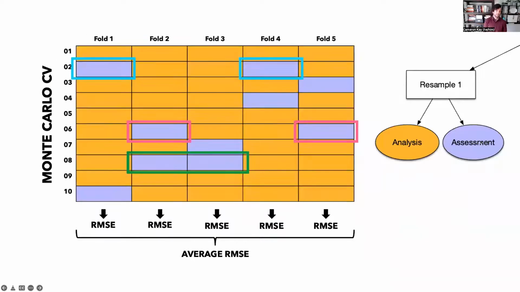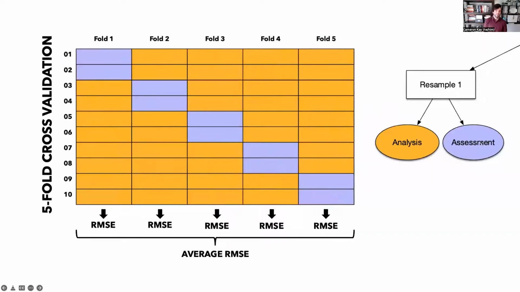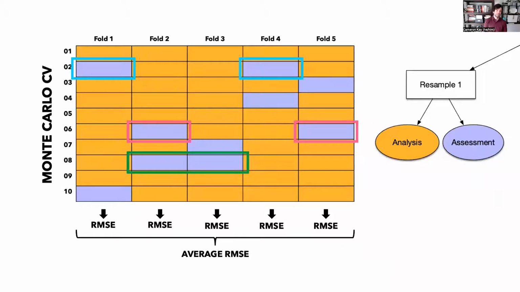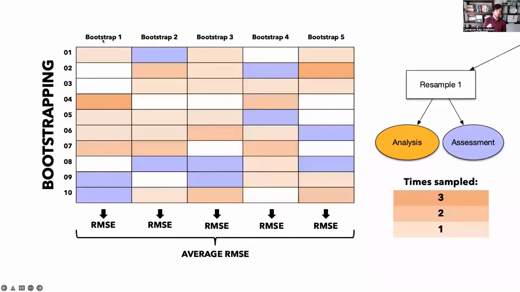So the difference between the Monte Carlo cross-validation and bootstrapping is that in Monte Carlo cross-validation, a given participant cannot be in the same fold more than once. Whereas in the bootstrapping cross-validation, the same participant can be in the same fold more than once. So for example, participant 4 was in the first bootstrap, the first fold, 3 times. So that's the primary difference.